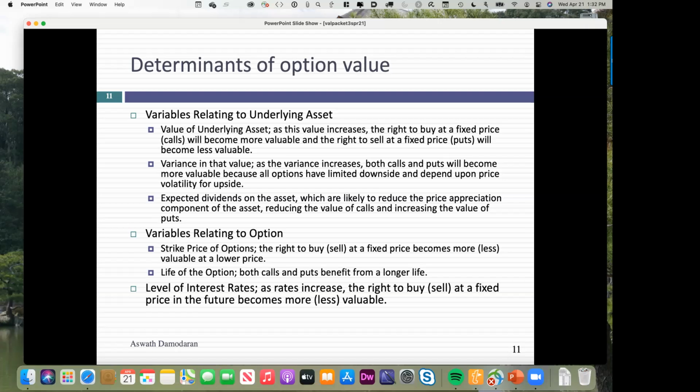Okay. And the only macro variable that drives option prices is the level of interest rates. And here's why it matters. Remember the call option, you get the right to buy something at a fixed price 2 years from now.